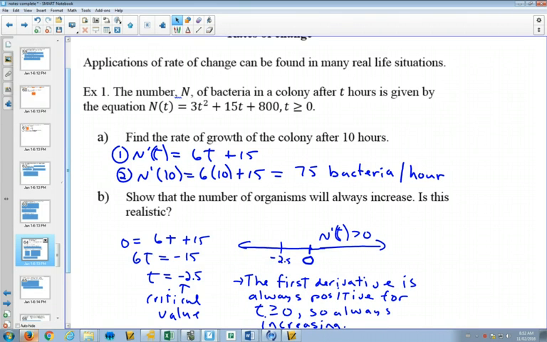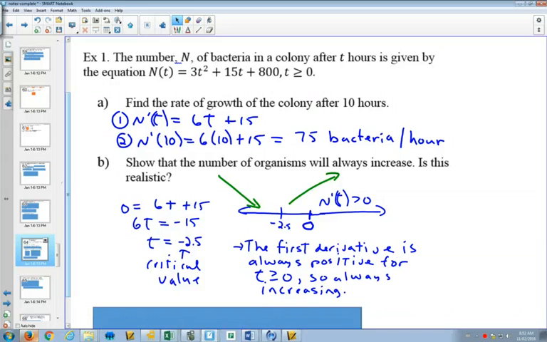But if we would do our first derivative test and plug in negative 2.5 and check a value in our derivative before that, we'd see that it's decreasing. And after that, we'd see that it's increasing. And since our critical value happened at negative 2.5, and we're thinking of time greater than or equal to 0, this function is always increasing.